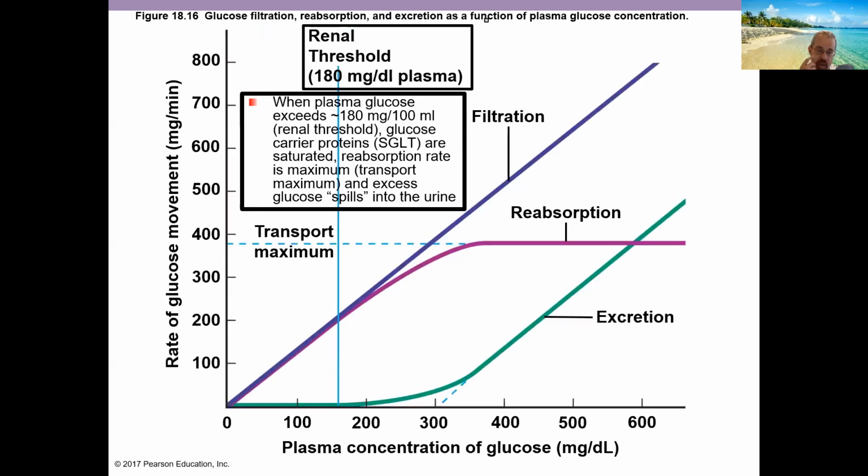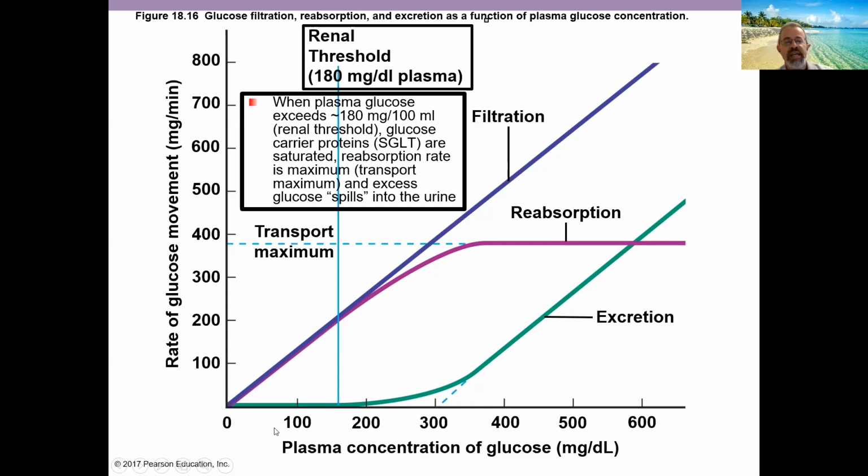All right. So let's put some of this together and apply it to a graph, and I think this visual aspect is very effective, hopefully, for you to see what's going on here. First of all, on the x-axis, this is showing the plasma levels of glucose. So how much glucose is in the blood? On the y-axis, this is the rate of glucose movement in through the kidney tubules. We've got three distinct lines. We've got this blue line, which is indicating filtration.